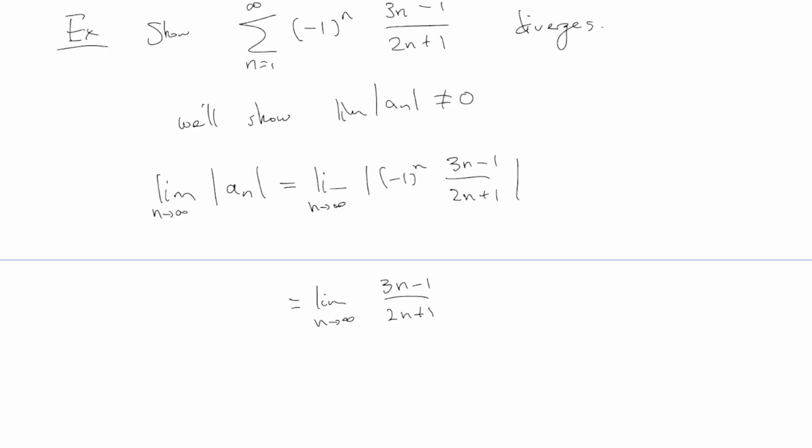And now what is that limit? Again, we use ordinary methods for finding limits. You could do L'Hopital's rule, or you could just divide through everything by n. I'll divide through everything by n. It says (3 minus 1 over n) over (2 plus 1 over n). This becomes 3/2. And this is not 0, so it diverges. All right? So this is how you handle showing that something diverges.